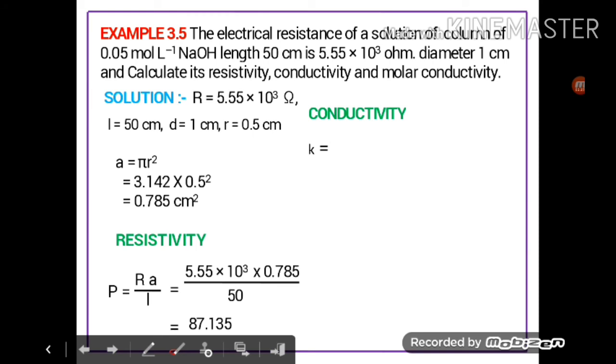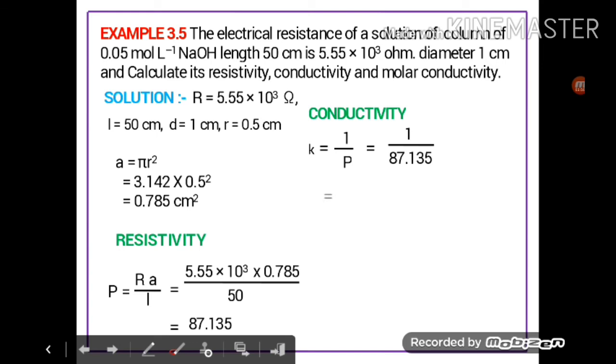Here, the unit of this one is ohm centimeter. Okay, so now see the conductivity. The formula of conductivity kappa is equal to 1 by rho, and the value of rho we have calculated, that is 87.135. So 1 by resistivity, that is conductivity.